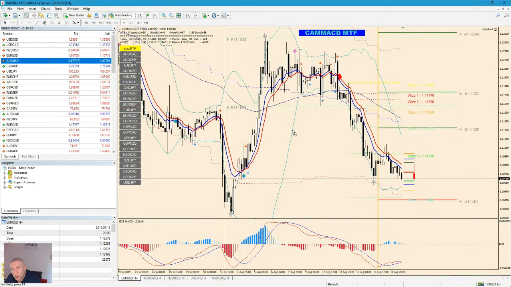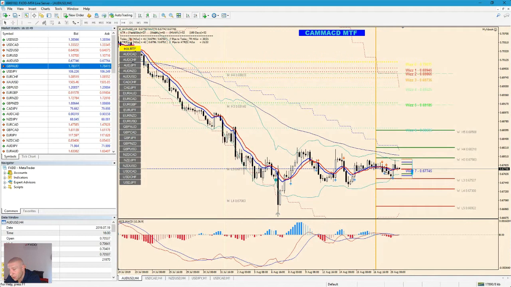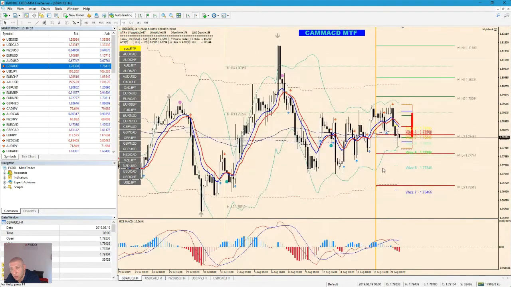The Australian dollar is ranging, completely ranging. There is no momentum here. You can see the price is definitely going sideways, and there is a very, very shallow move. The price is flat, almost totally flat. So I don't like the look of the Australian dollar, and I would never trade it on this occasion because it's not clear at all.